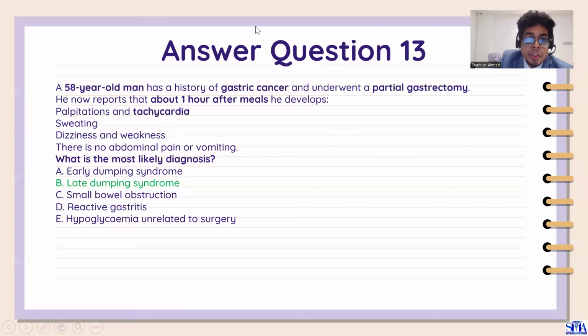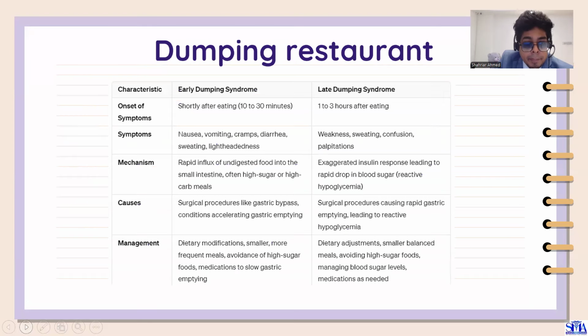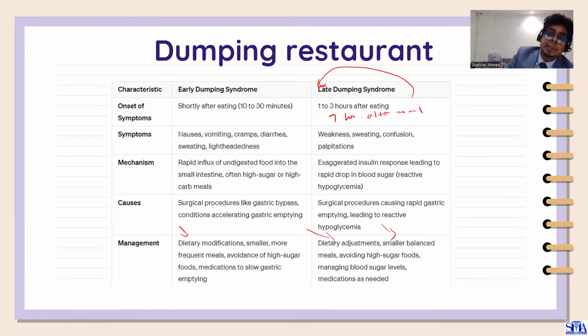Now it's mentioned 1 hour after a meal. Exactly. So in our case, it's mentioned 1 hour after a meal. So 1 hour after a meal is going towards the late dumping. Symptoms are more or less similar. Even treatments are more or less similar, like dietary adjustment, modification, smaller meals.